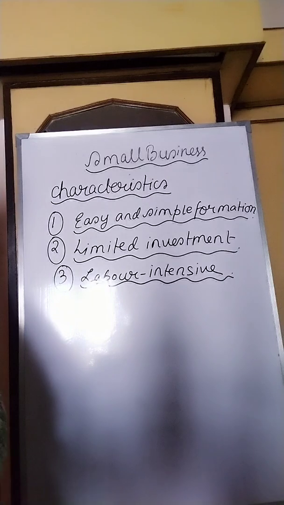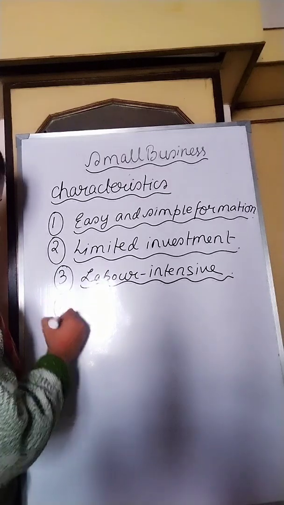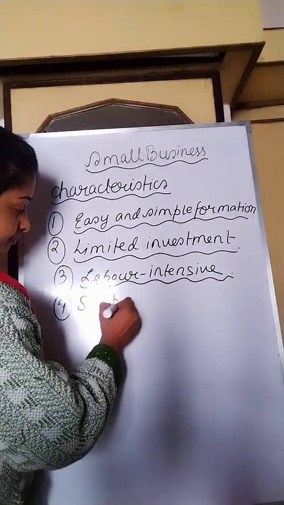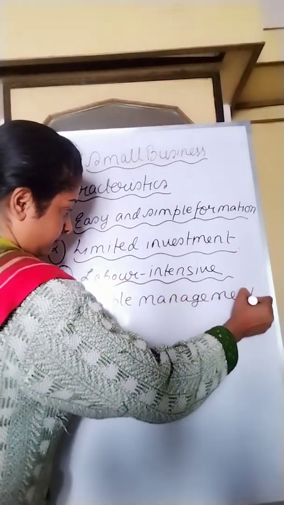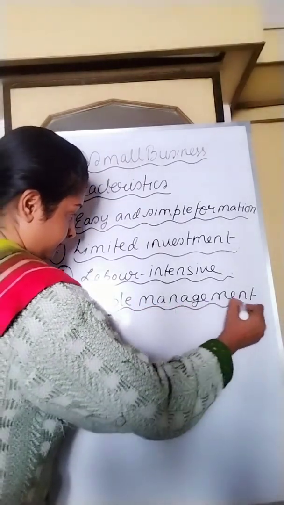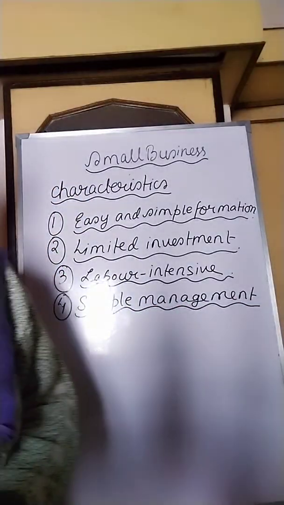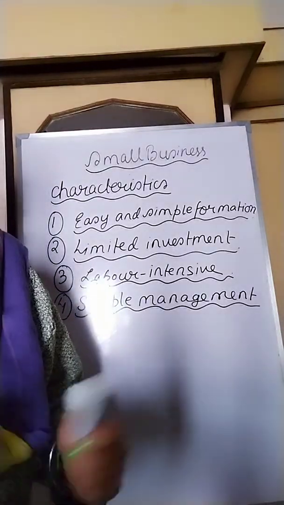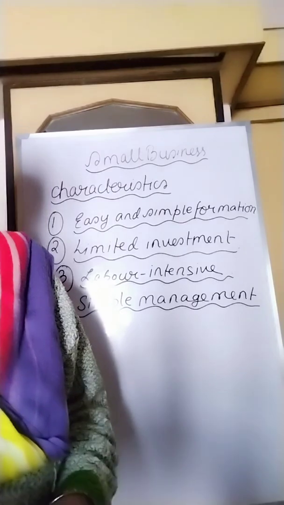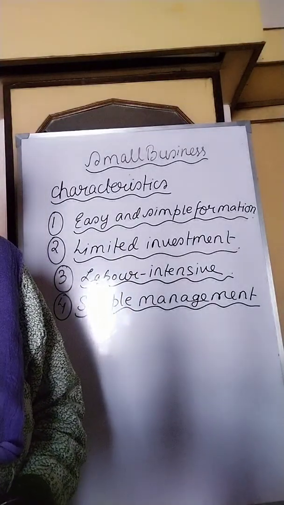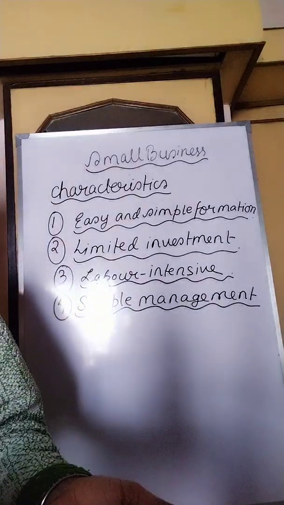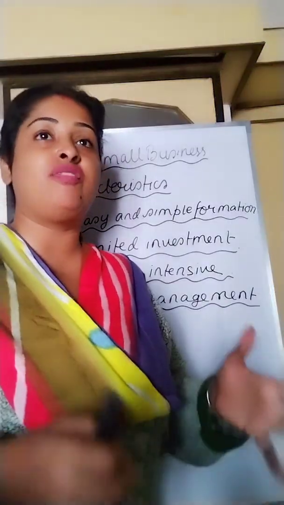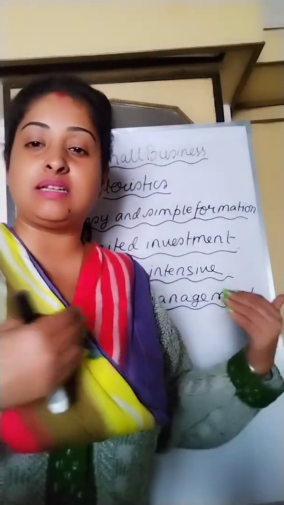Next is simple management. Now what does that mean? Management in the small business is independent in the sense that owners themselves can act as managers, and the management structure is very simple. Thus it can avail the benefits of direct motivation, maintain secrecy, and there can be flexibility in the operation. These things can be maintained in this type of business.